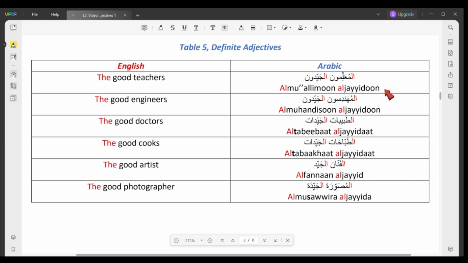And from this we understand the third and the final rule of Arabic adjectives, and that rule is that adjectives also need to match the word they refer to in terms of being definite versus indefinite. This means that if we have a word that has al, our adjective also has al. And if our word doesn't have al, our adjective also doesn't have al. Now let's look at the second one. The good engineers.